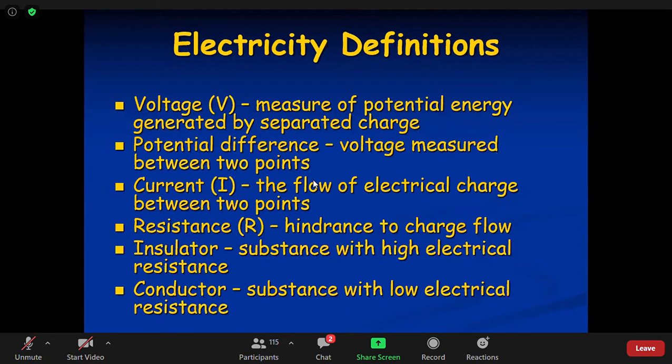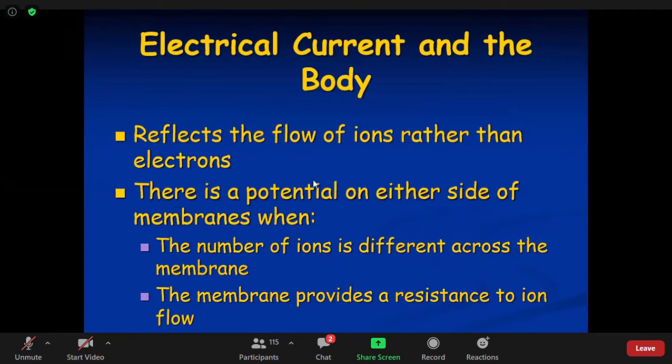So it is the electrical voltage in your brain. You know that there are potential differences, there is resistance, and there are insulators or even conductors. So it is like electricity when you have your action potential. You also have the flow of different ions, and potential on either side of your membranes, the number of ions.